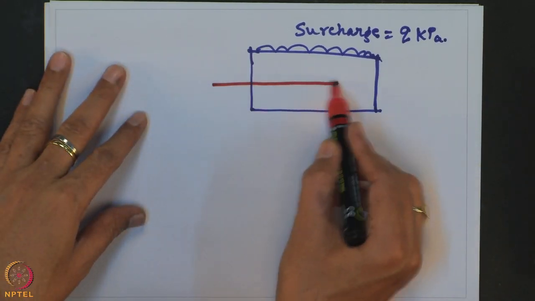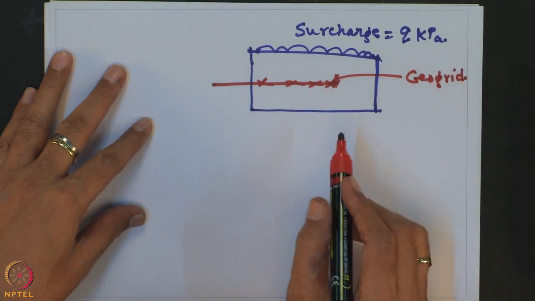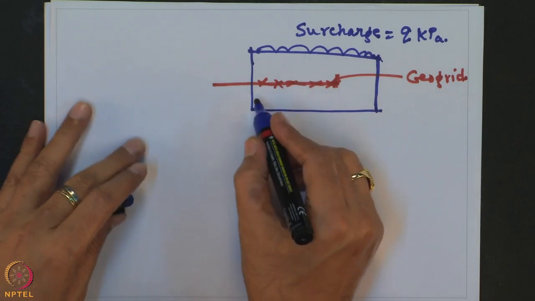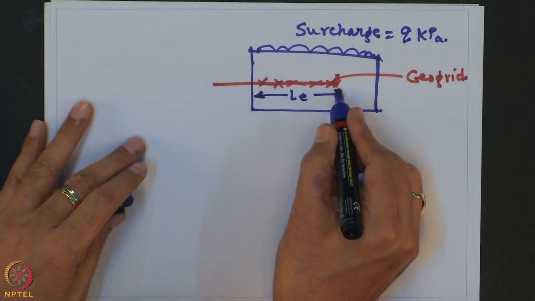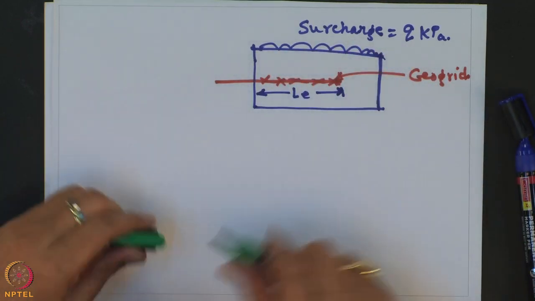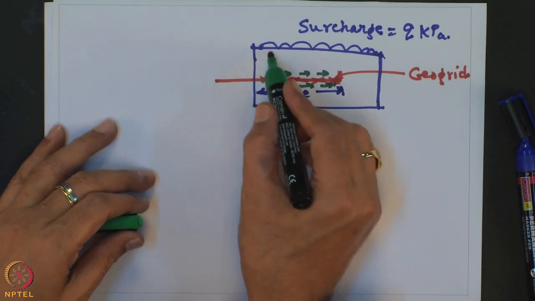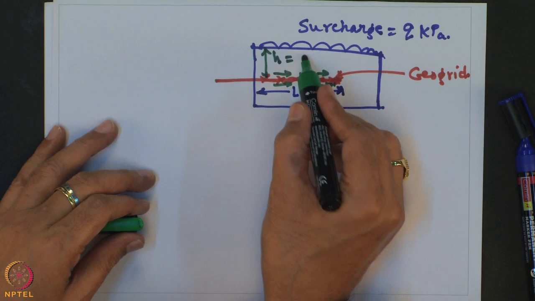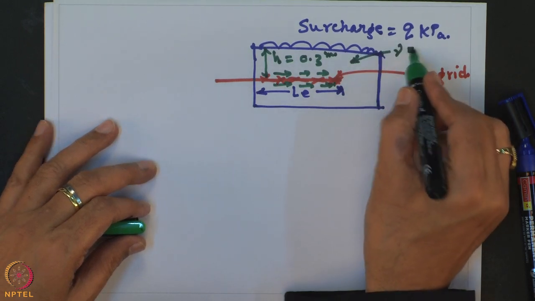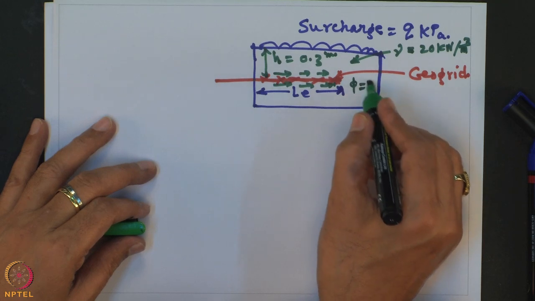Now, this is the geogrid material. And this distance, the embedded length distance, let us say this distance is equal to L_E. Okay? So there is a development or mobilization of the friction between the soil and the geogrid material. And it is located at a distance of h. h is equal to, let us say, 0.3 meter. And this soil has gamma equal to 20 kilonewton per meter cube, and phi value is equal to 30 degree.